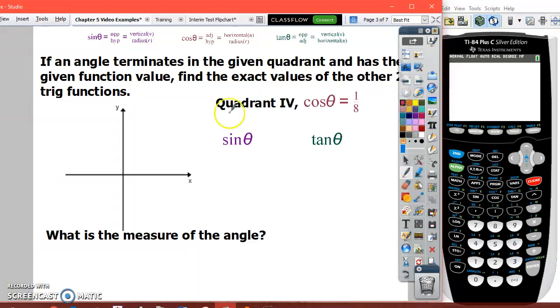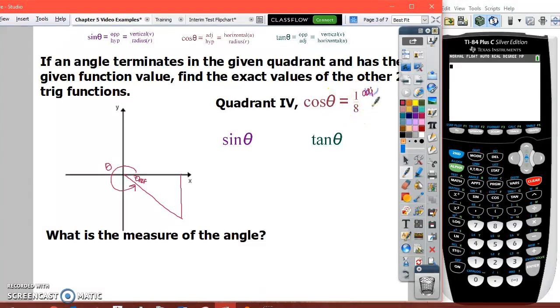In this problem, we're going to use the information given to find the exact ratios for sine and tangent. The first thing that I'm told is that I'm in quadrant 4, so we will go ahead and draw theta, which is the larger angle, draw in our reference angle, which gives us our reference triangle, and we're told that the cosine of theta is 1 over 8.